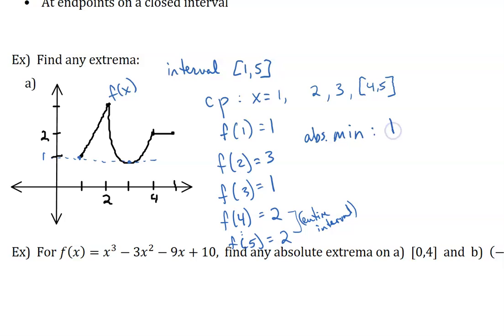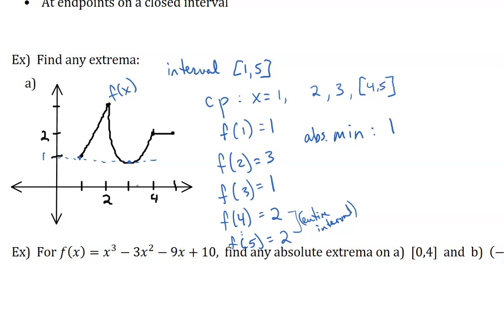is 1. Okay, now if a question says where does the absolute min occur, we could say at x equals 1 and x equals 3. Okay, but the absolute min is 1. So if I said how many absolute minima are on this graph, the answer is 1. There's only one minimum because that minimum value is 1.